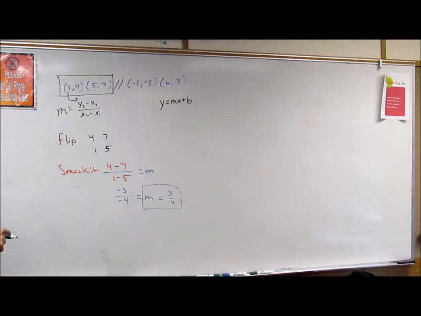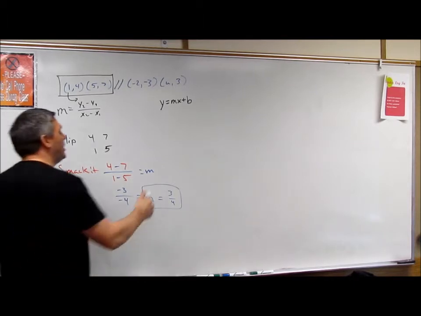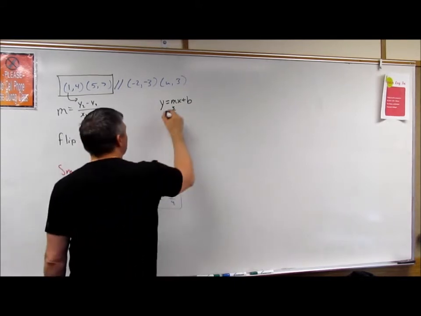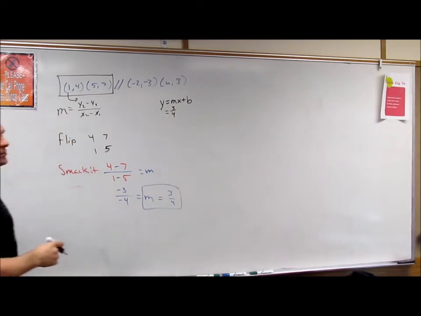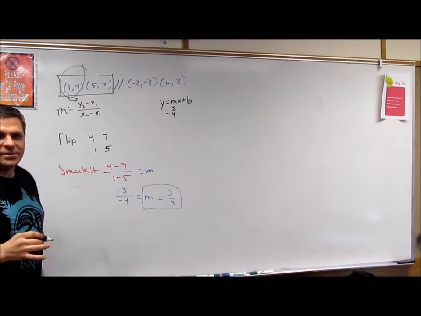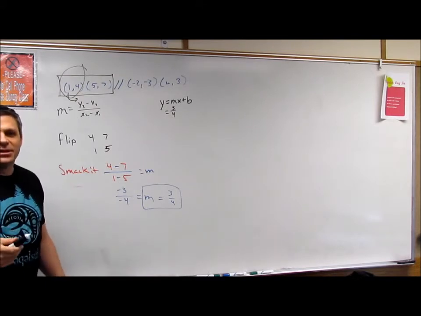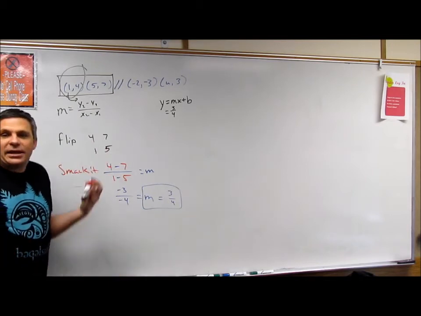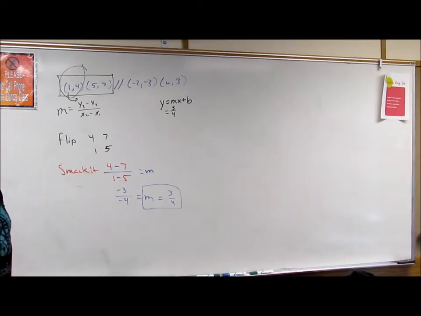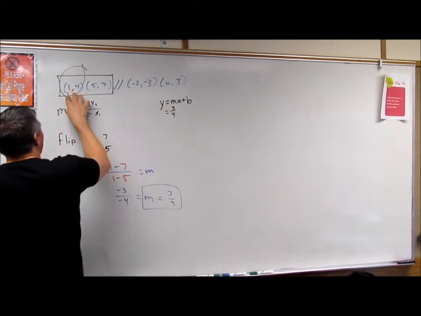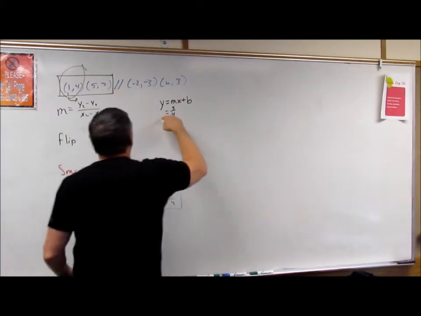So now I've got to plug in my values. I have an m, right? It's 3 over 4. Do I have an x and a y? Sure. Pick one. I'm going to pick this one. Why do I pick that one? Two reasons. One, it's first. Two, it's got the lowest numbers. I like to work with lowest numbers because they're easier numbers. That's all. So you just pick one. It's this one. So I'm going to plug in.